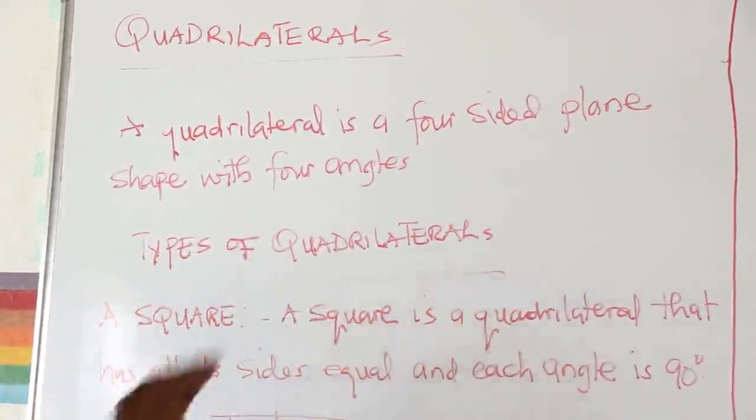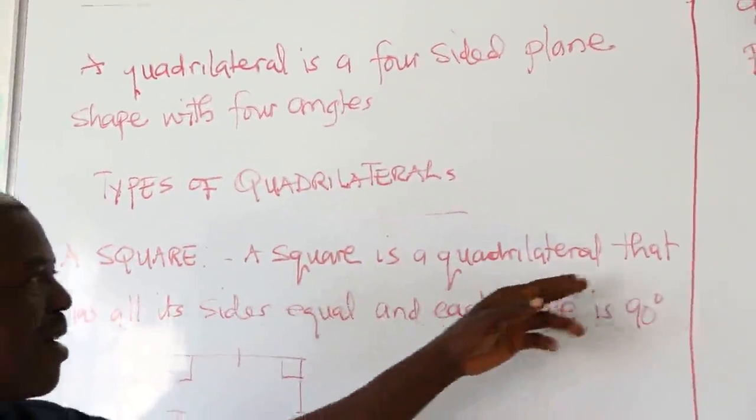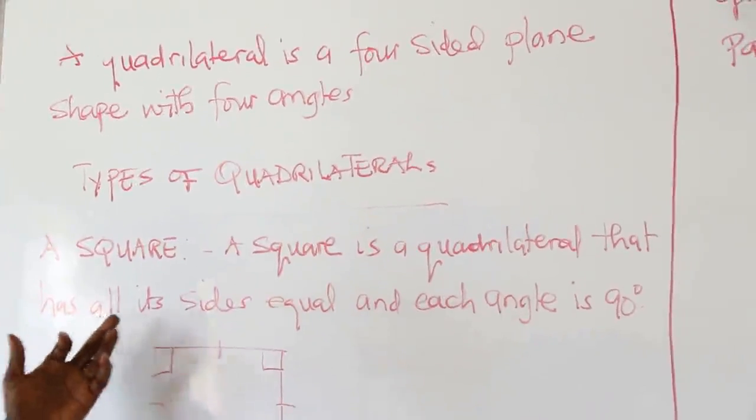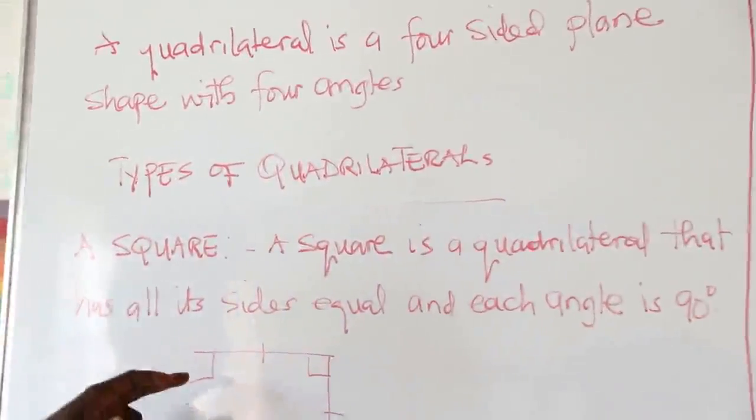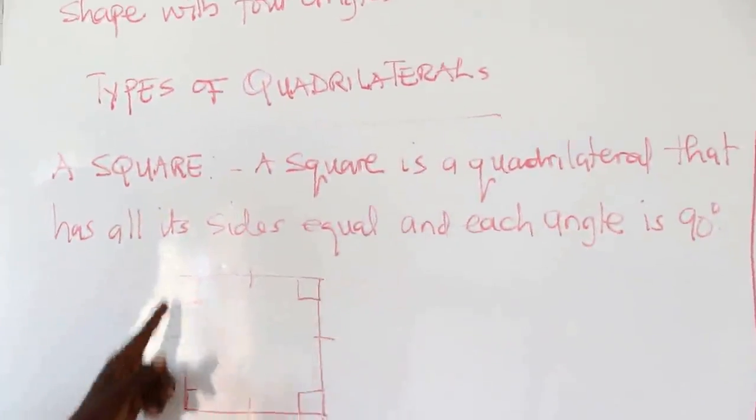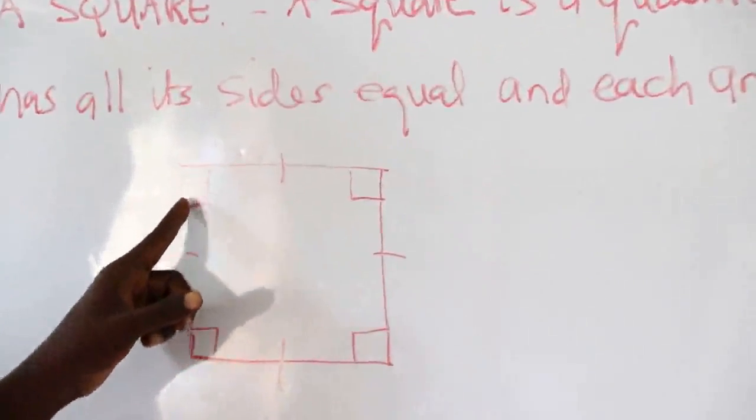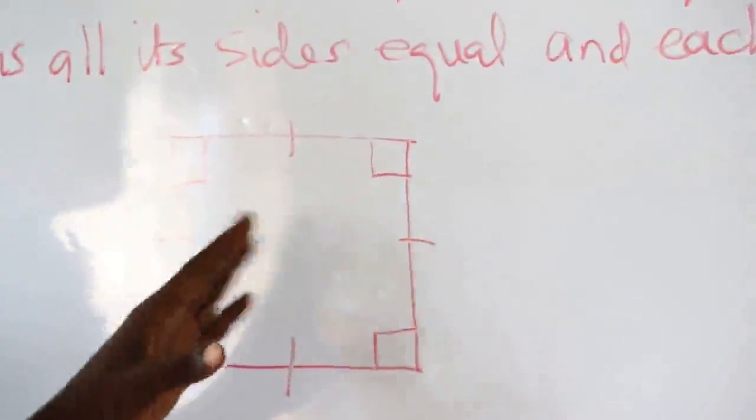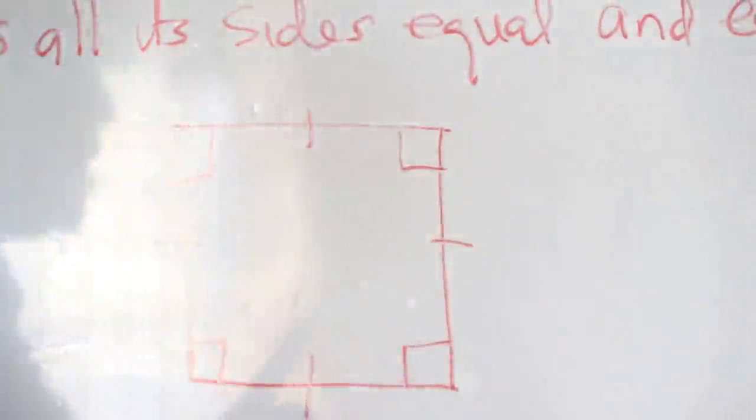Types of quadrilaterals. A square. A square is a quadrilateral that has all its sides equal and each angle is equal to 90. You can see from this diagram, this side and this side, this side and this side are all equal. And the angles are also equal. That makes each one of them 90 degrees.